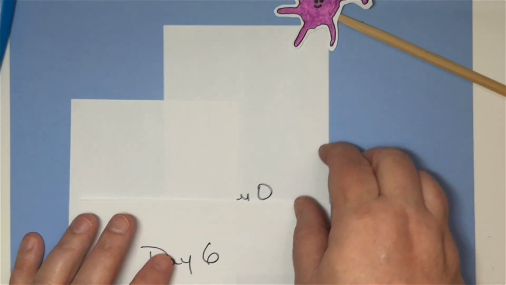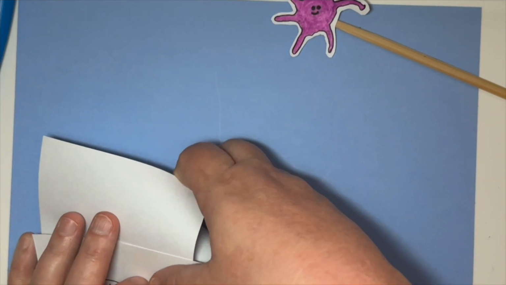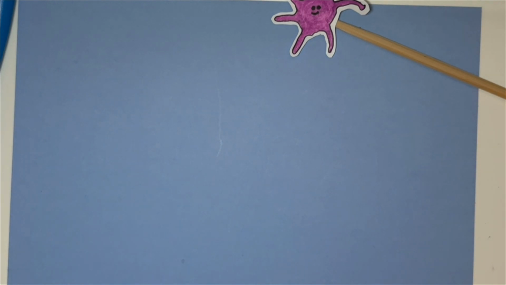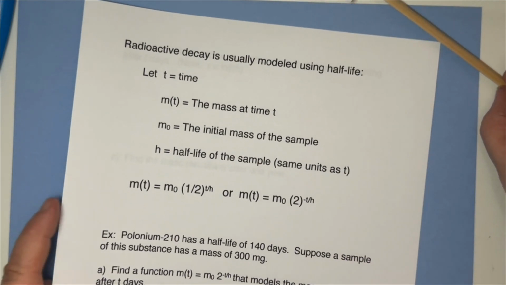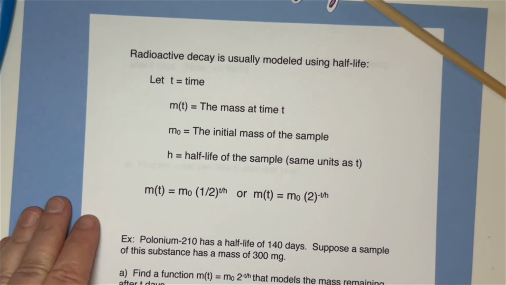So what are we going to do to study this? Well, the great thing is that half-life is very similar to doubling time. So it turns out we can use the same basic setup for half-life. So here we go. Radioactive decay is usually modeled using half-life.